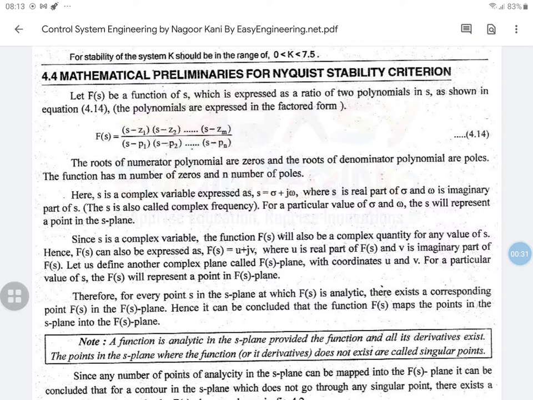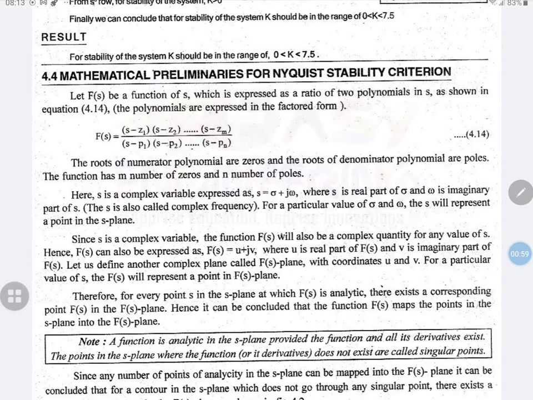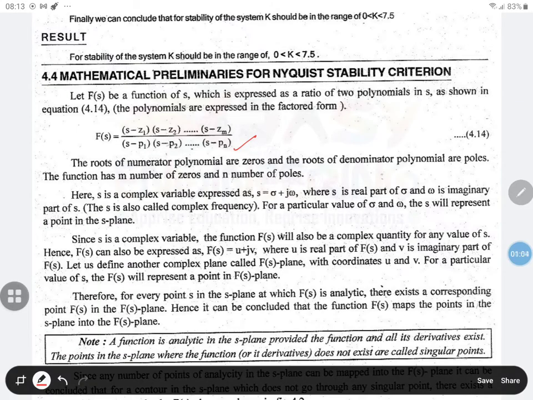As you see here, f of s is equal to (s minus z1)(s minus z2) up to (s minus zm), divided by (s minus p1)(s minus p2) up to (s minus pn), where z are zeros and p are the poles. So we are considering a function like this.